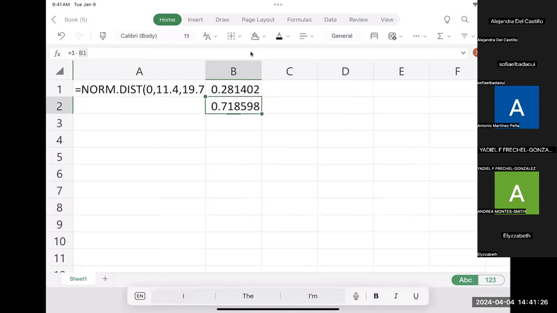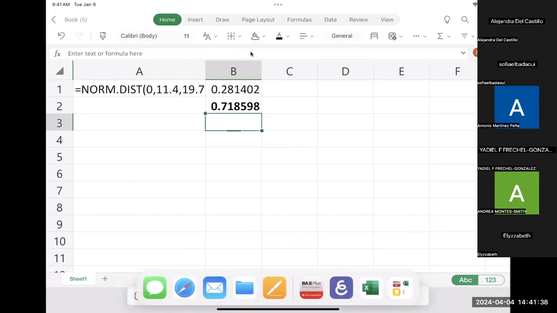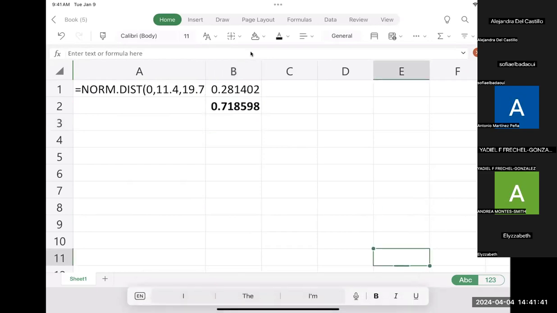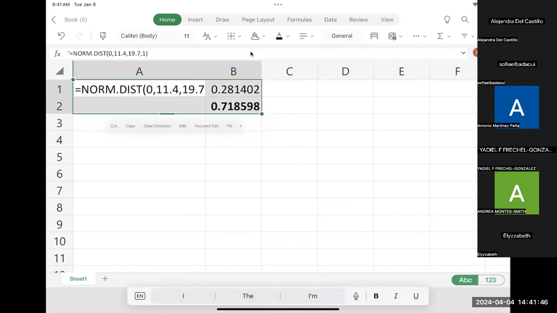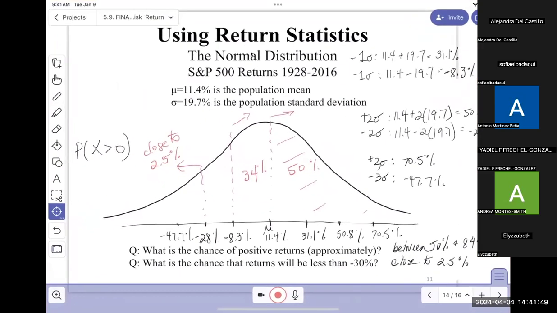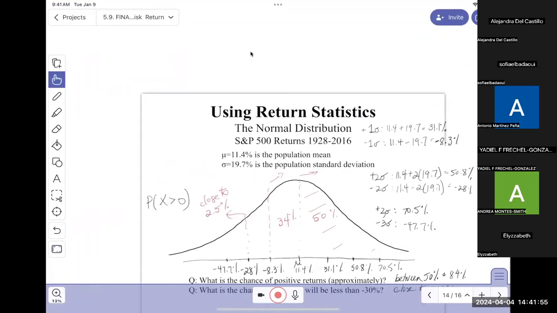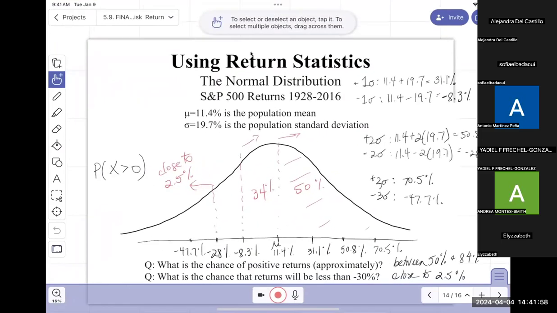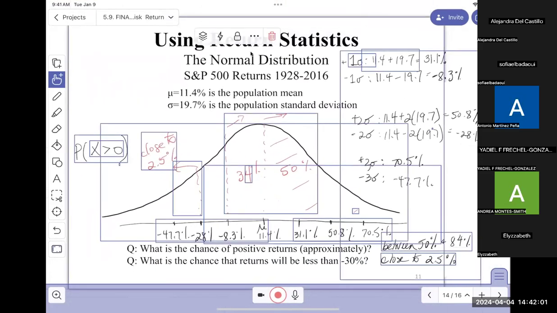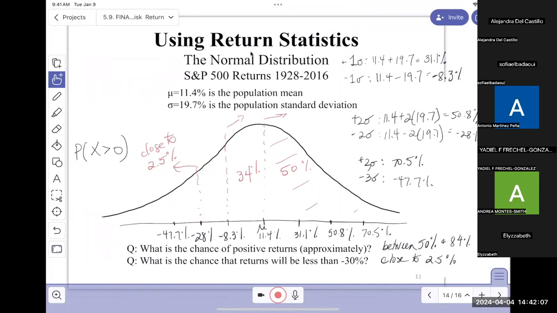Okay, so that's the answer there. So it was between, we said, I copy this, put this here. Anyway, it should go here. So yeah, we got 0.7284. So the answer was like 72%.